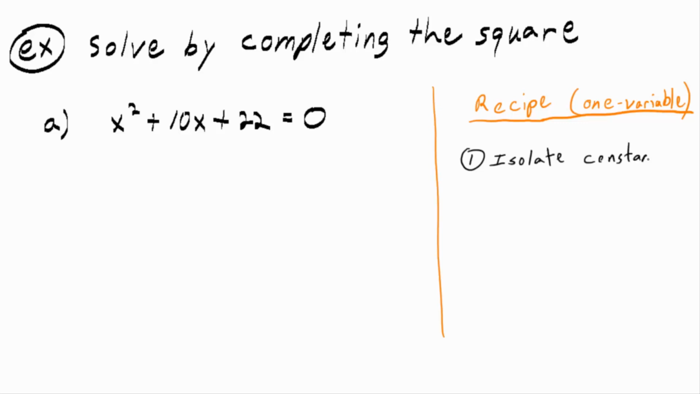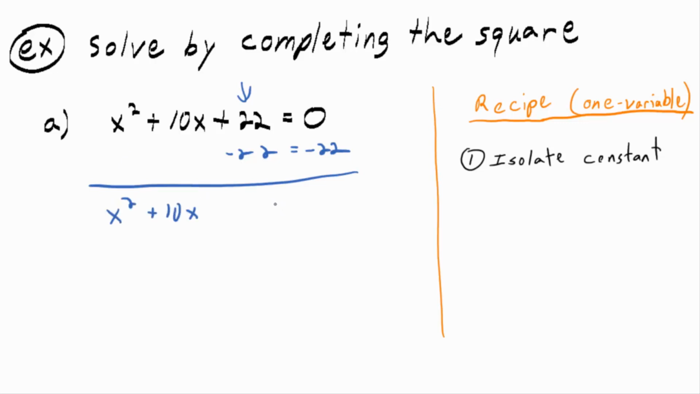So what do I mean by the constant here? The 22. How could I get the 22 to the other side? So go subtract 22 from both sides. And then you have x squared plus 10x. Leave a little space between the 10x and the equal sign. Equals negative 22. X squared plus 10x is equal to negative 22.